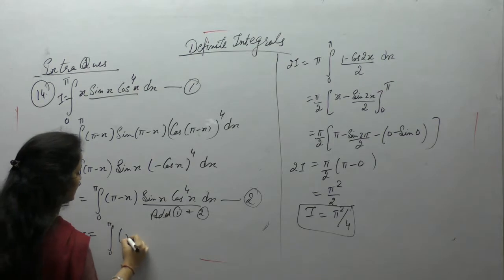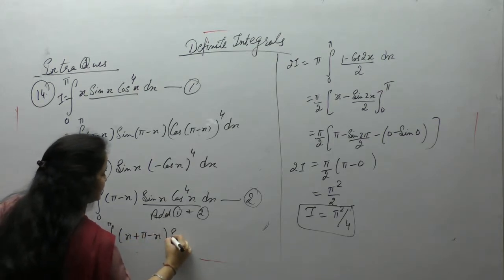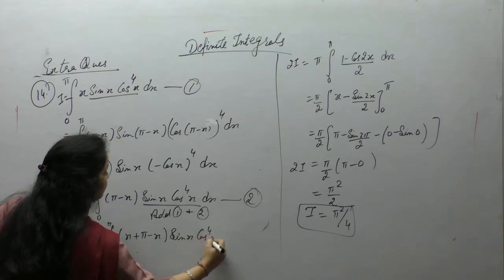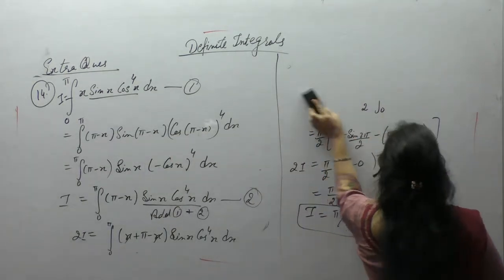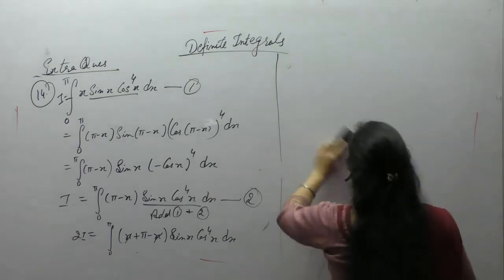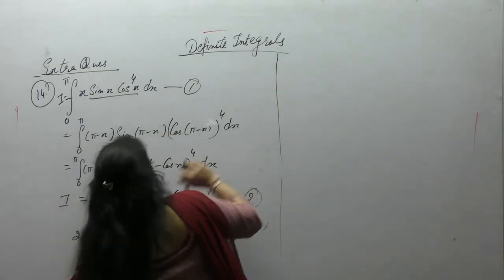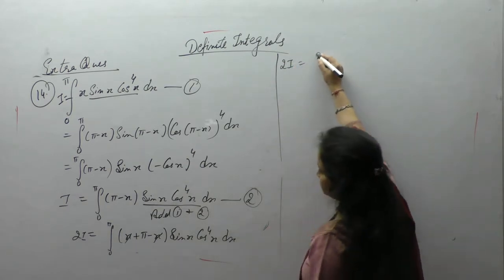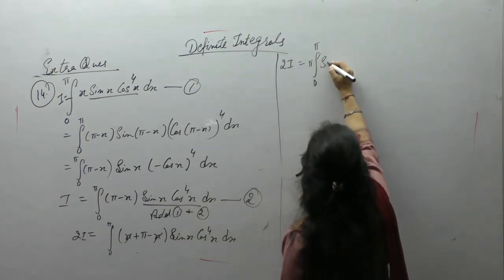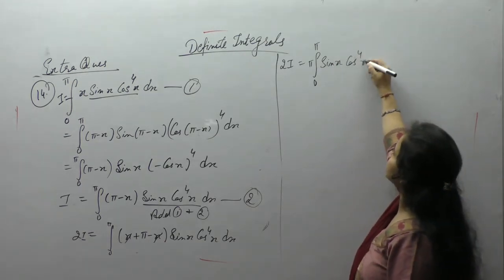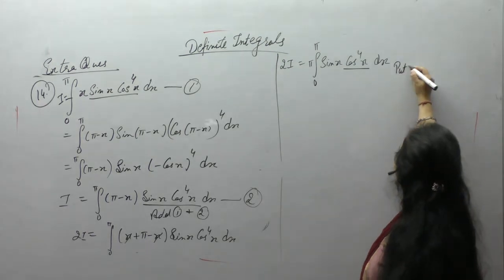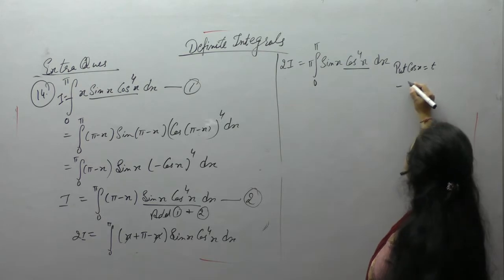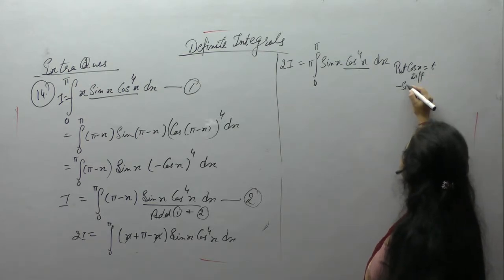0 to pi, x plus pi minus x, sin x cos 4x dx. Sin x cos 4x is equal to 0 to pi sin x cos 4x. Now we have the derivative of cos here. So put cos of x as t. Derivative of cos is minus sin x dx, dt.